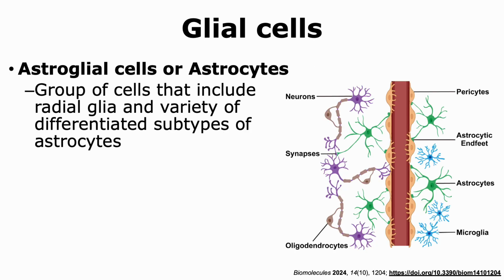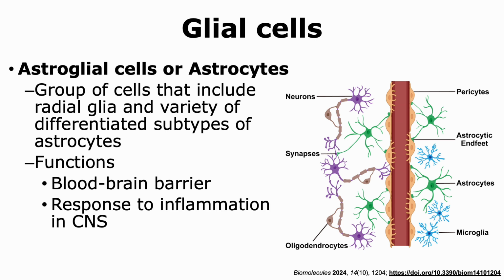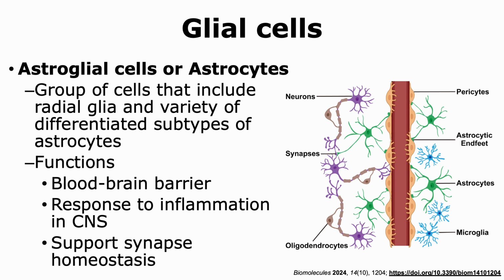The next type of glial cells are the astroglial cells that are also called astrocytes. These are a group of cells that include radial glia and a variety of differentiated subtypes of astrocytes. They mainly function in the blood-brain barrier and responses towards inflammation in the central nervous system. They also support synapse homeostasis.